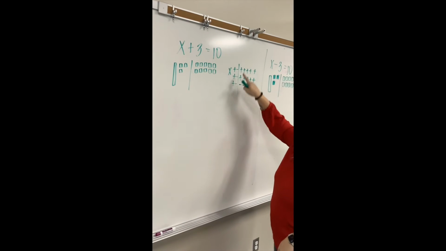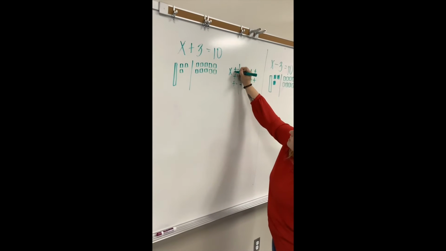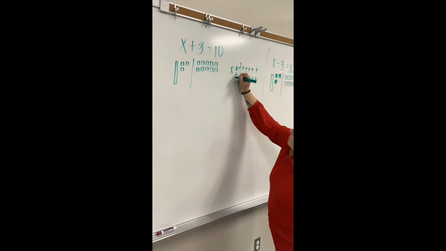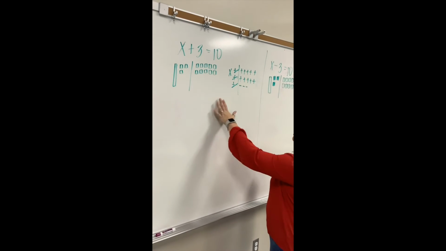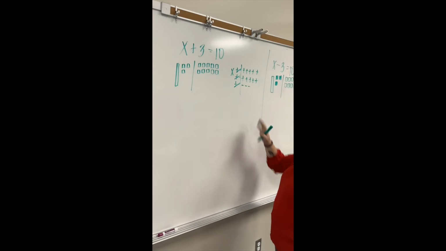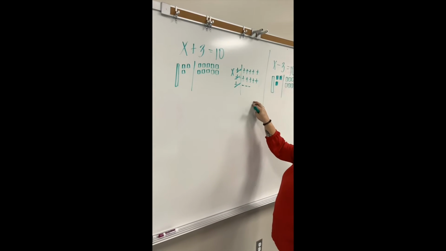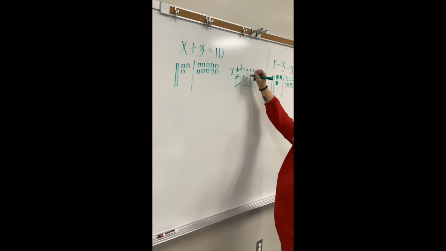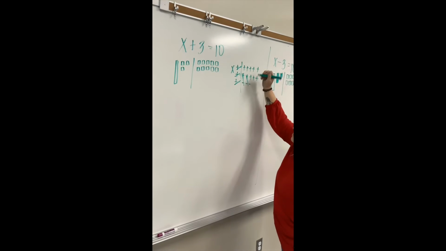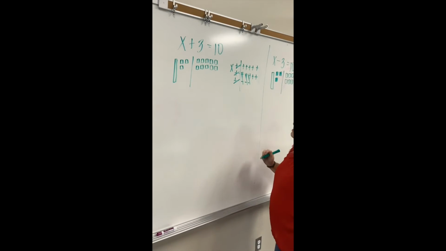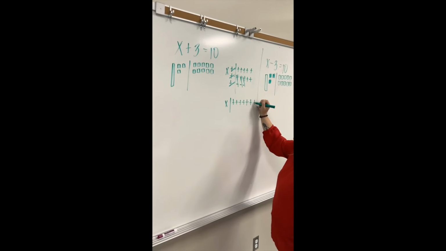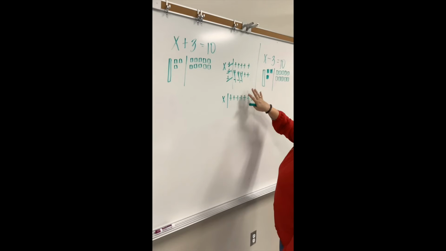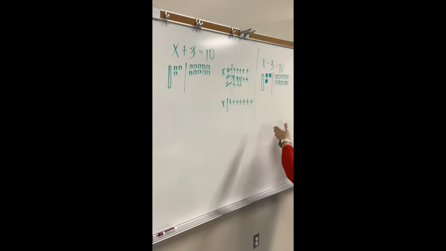And so I see that the positive and the negative right here will make a 0 pair. This will also make a 0 pair. And we have one more 0 pair. So I'm simplifying the left-hand side of my equation. Now I look at the right-hand side to see if there's any 0 pairs that I can simplify. And I have 1, 2, and 3 0 pairs. So x is equal to 7 positives.